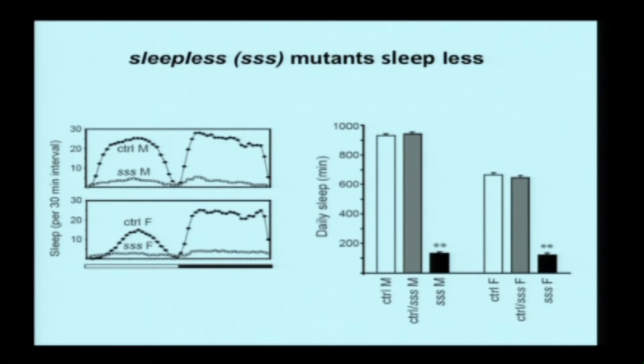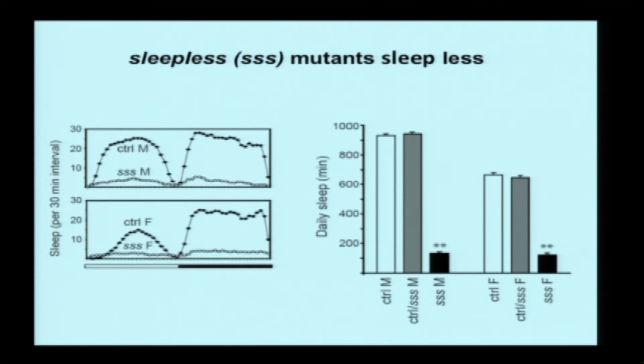You can see here for sleepless males as well as females that they have greatly reduced sleep. Here's a wild-type control male: a lot of sleep at night, a huge afternoon siesta. Sleepless males are reduced at both times. Females have much less of a siesta, which is typical in all strains, but they have very consolidated sleep at night, and again, both are reduced in the sleepless. If you quantify it, sleep is reduced by 80% or more.